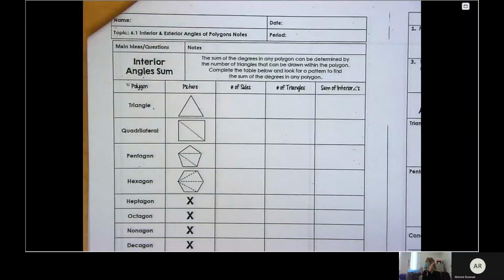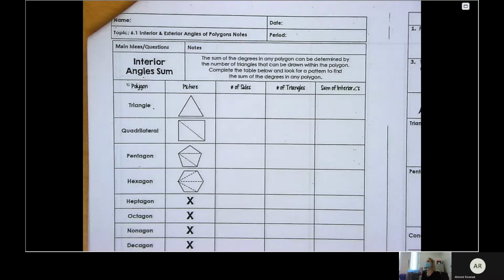Have you heard the word before? Polygon? Yeah? Okay. Does anybody know anything about it? Or can they name a polygon or something of the nature, Faith? So a shape that has more than one side. Good. What about those sides in a polygon?